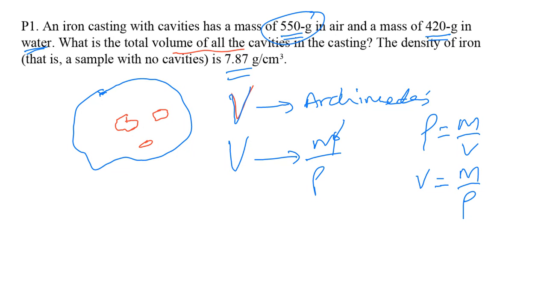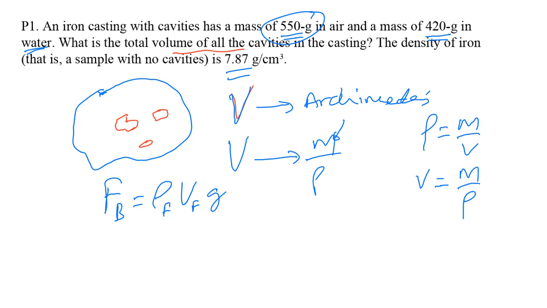So that's the way you do this problem. All right, let me do the volume with Archimedes' principle. For that, I'm going to use the buoyant force. According to Archimedes' principle, the buoyant force is equal to the density of the fluid times the displaced volume of the fluid times gravity.